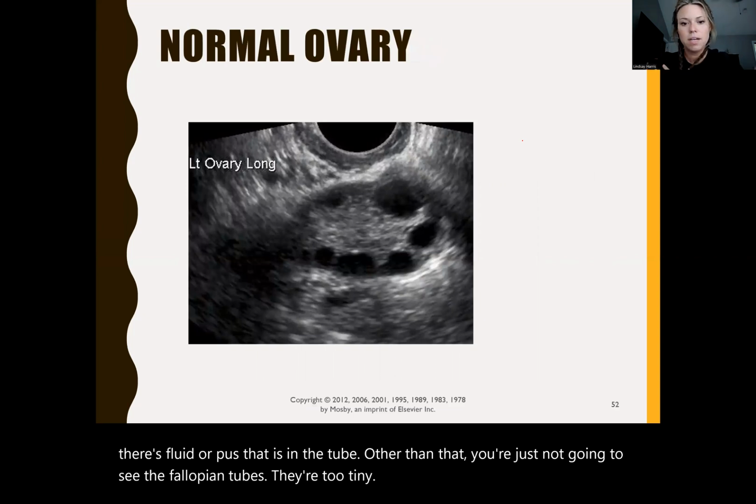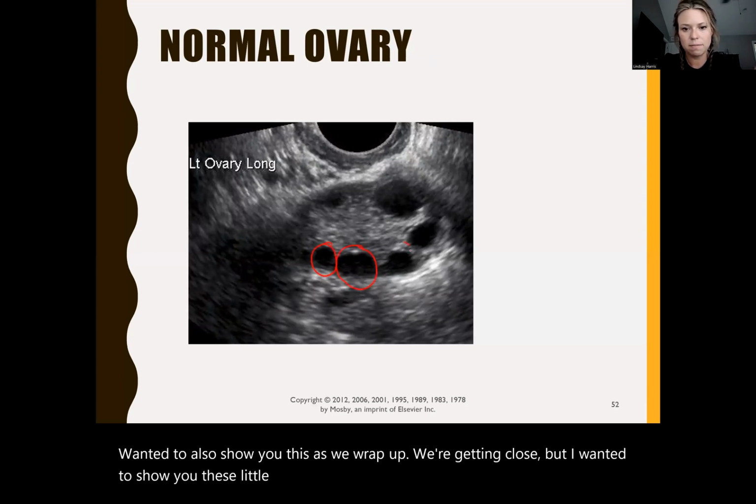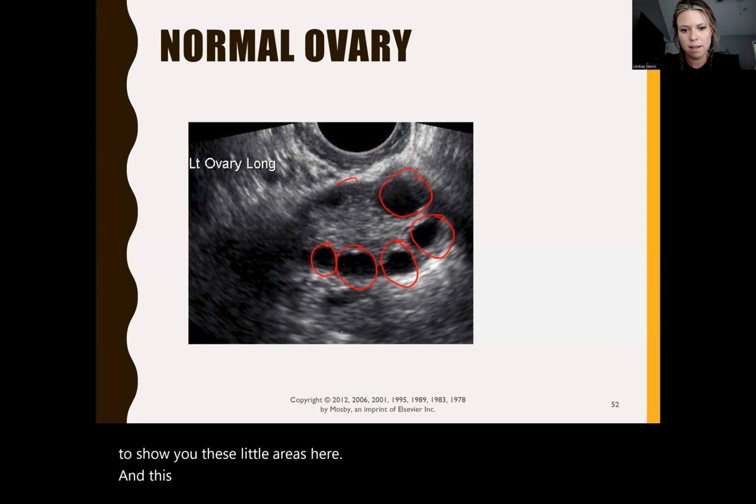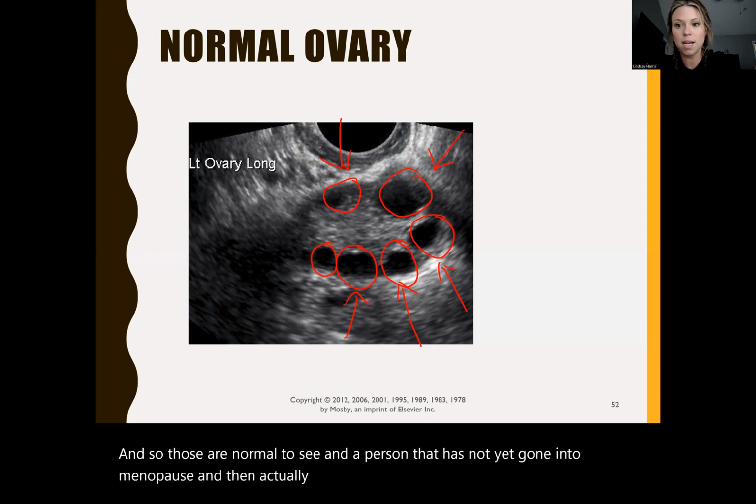Wanted to also show you this as we wrap up. We're getting close, but I wanted to show you these little areas here. And this is an ovary. And all of these little black circles, those are follicles. And so those are normal to see in a person that has not yet gone into menopause. And it actually is a good sign that there's still a high ovarian reserve.